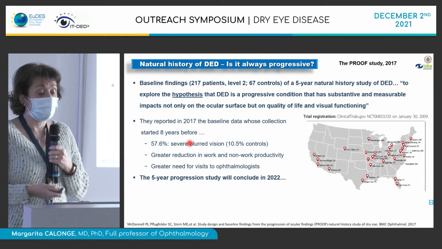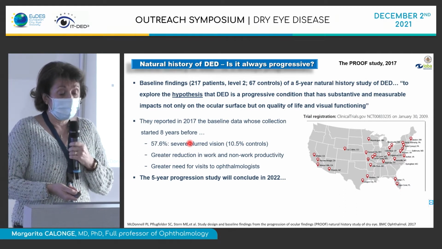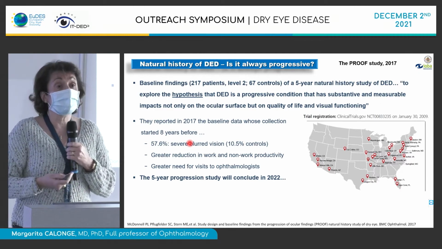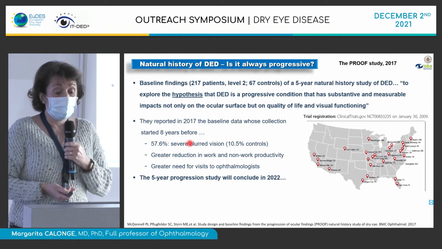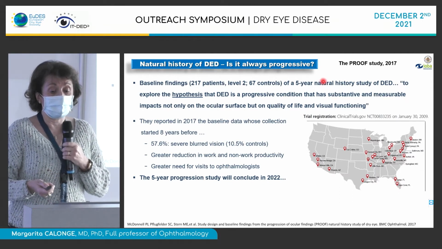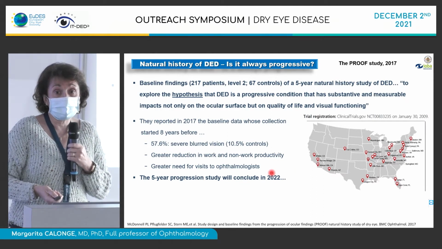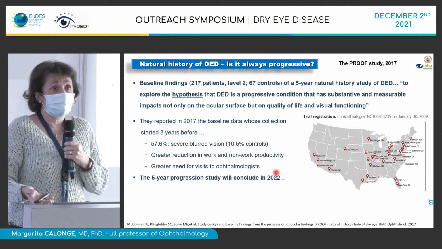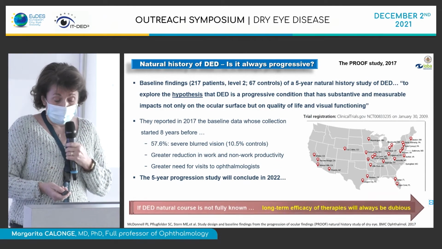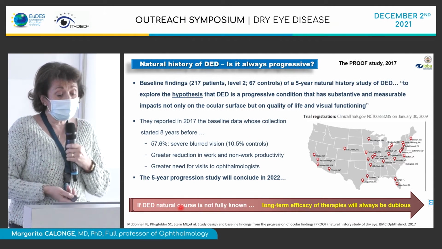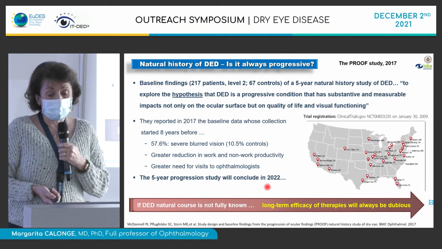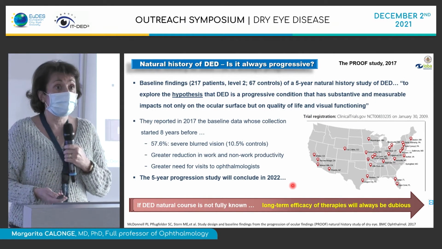60% of the people had severe blurred vision, a greater reduction in work and non-work productivity than controls, and a greater need for visits to the ophthalmologist. But from this point, they were supposed to keep collecting data so that we can have a 5-year natural history, which will be due next year. If they don't publish this, we will only know what happened 5 years after. So in summary, if the natural course of dry eye is not fully known, then the long-term efficacy of therapies will always be questionable, at the very least.